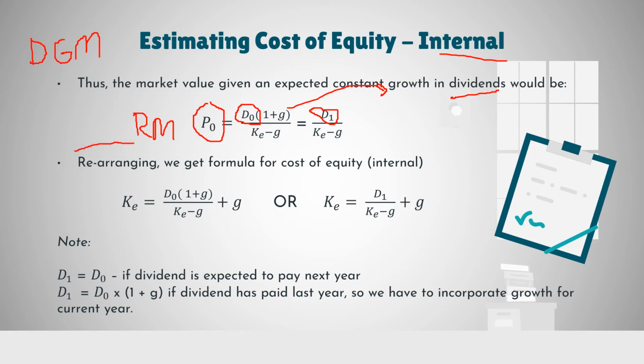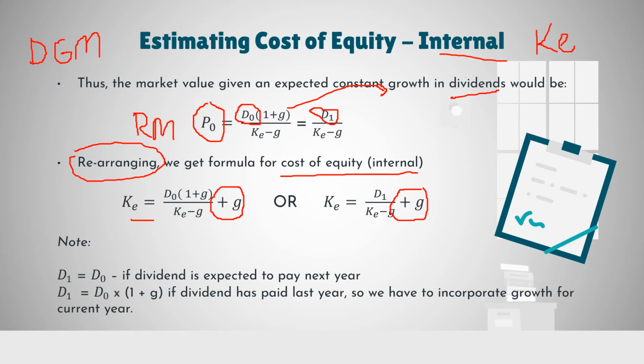So sekarang kita rearranging, kita ubah the formula. Sebab sekarang ni kita nak cari internal. Internal is KE. KE is we also known as internal. So KE equal to D0 1 plus G, you have to divide by P0, and then you have to add G. So this one you have to add G. Kalau untuk kita kira cost of equity untuk internal. Kalau you perasan, dekat atas kita tak ada plus G kat belakang. So kalau untuk kira cost of equity for internal, kita kena buat plus G.